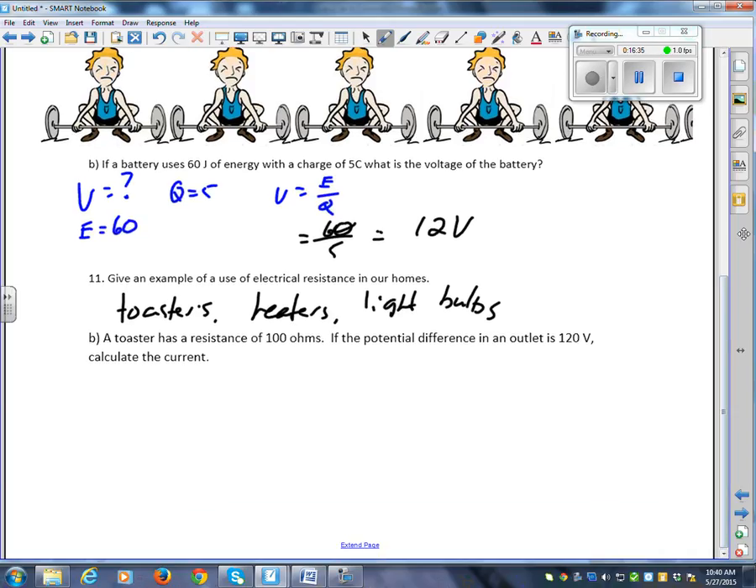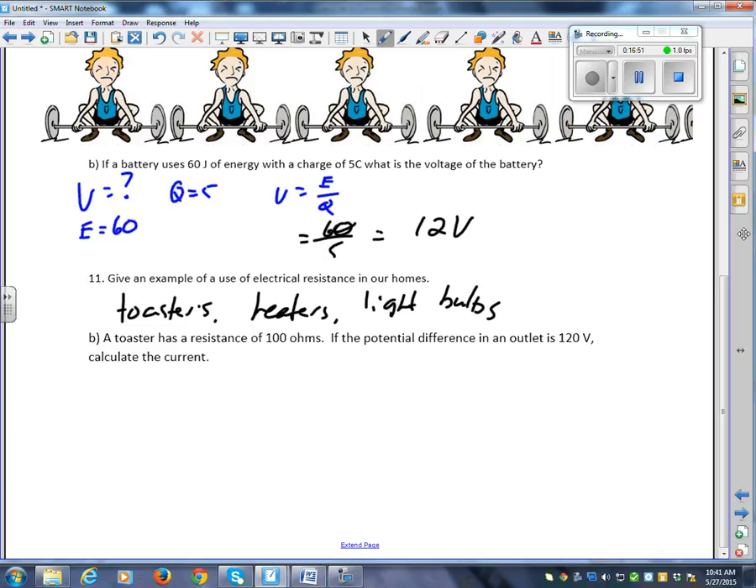Fridge. Does a fridge have a resistance? No. Stove? No. Stove, yeah, you're generating heat there, yeah. Microwave. No, I use microwaves. Not resistance. A toaster has a resistance of 100 ohms.